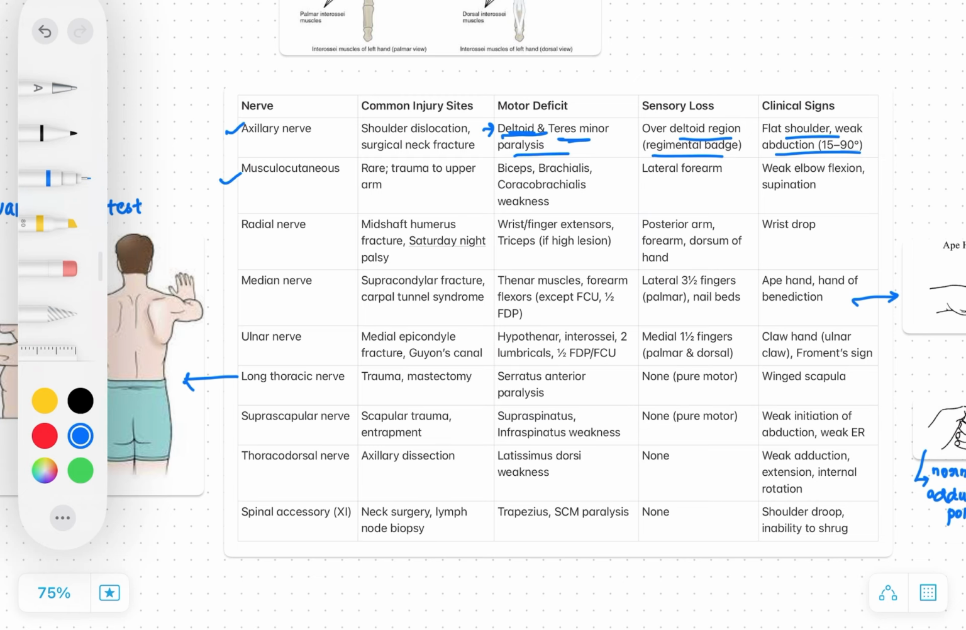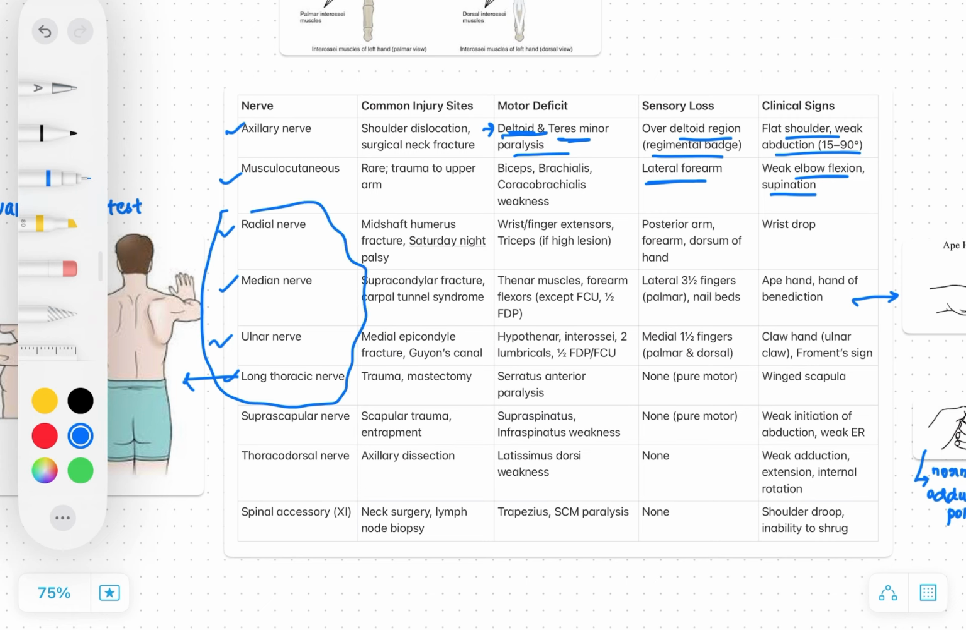Musculocutaneous nerve helps in flexion. So there will be loss of elbow flexion and also supination, and also sensory loss of the lateral forearm. Radial, median, ulnar nerve and long thoracic nerve are most important.